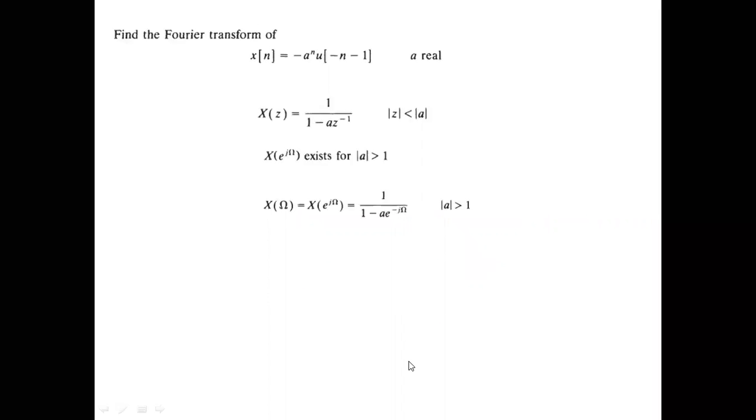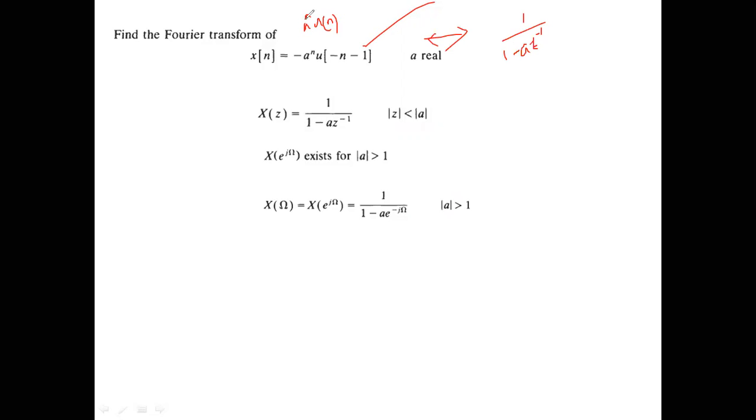Now here is a question. x of n equal to minus alpha to the power n u of minus n minus 1. We remember this thing, right? This question is a usual suspect. In Z transform, alpha to the power n into u of n, and minus alpha to the power n u of minus n minus 1, both of them had a Z transform 1 divided by 1 minus a z to the power minus 1, right? Remember this.